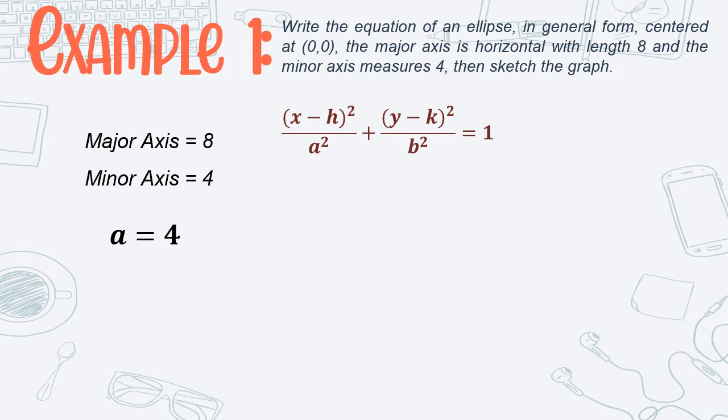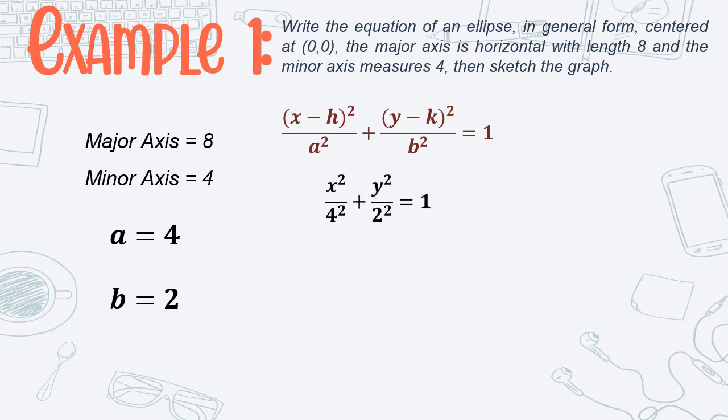Same with the minor axis. The minor axis is equal to 4. Therefore, b, or the semi-minor axis, is equal to 2. Again, half of the minor axis. Now, by just looking at the values of a and b, we can now write the equation of this ellipse. Again, it is just centered at the origin, or (0, 0).